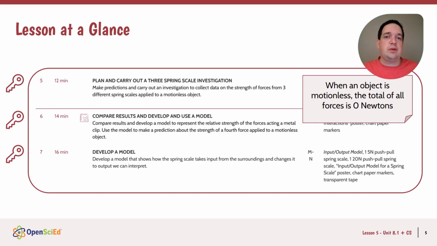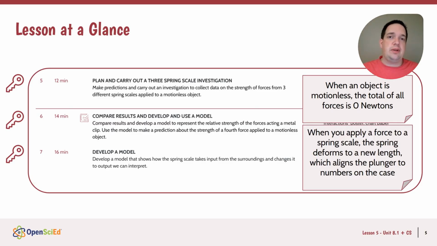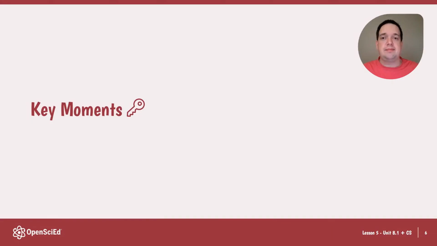Part 7 is when you're making an input-output model of the spring scales. And basically we figure out that when you have an input of a force on the spring scales, it deforms the spring, makes it have a different length. And then the output is the number that you can read off the side of the spring scale. So let's dig into those 3 pieces.